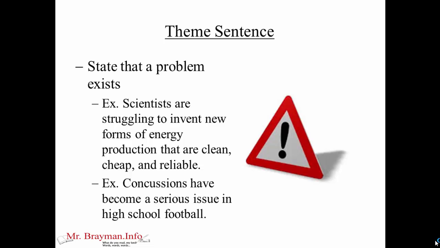Or, something like, concussions have become a serious issue in high school football. I'm going to assume that the writer here is going to explore that issue and maybe make some recommendations for improvement, maybe not.